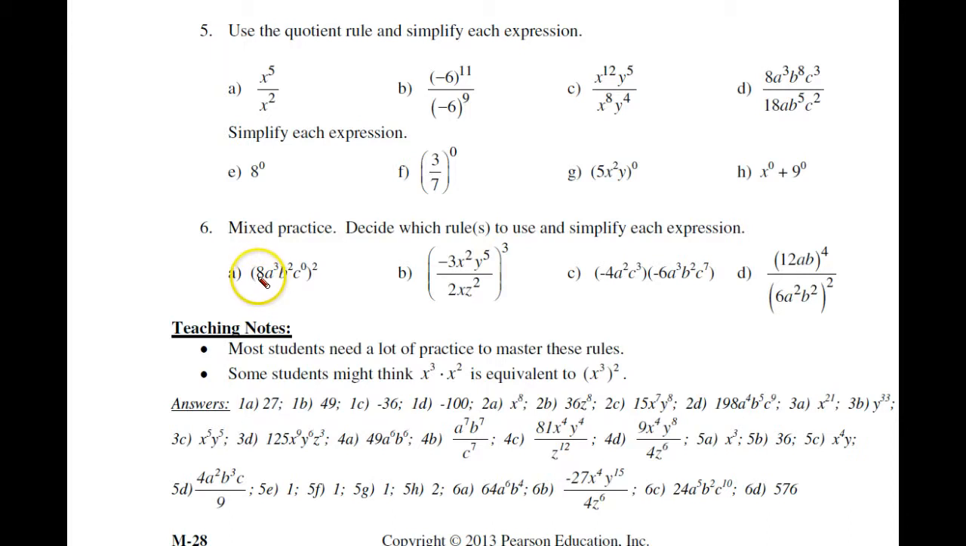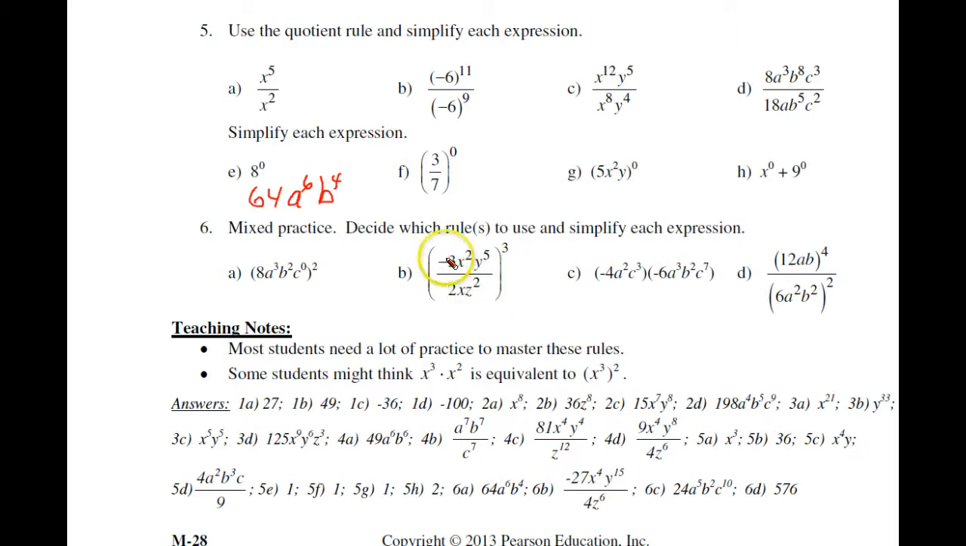Let's see here. We got 8 to the 2nd. That's going to be 64. We have a to the 3rd to the 2nd is going to be a to the sixth. You multiply. B to the fourth, and this is just a 1. 1 to the second is 1, and we don't write it. So this is our answer.